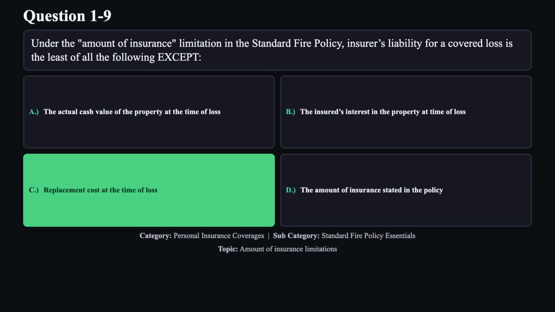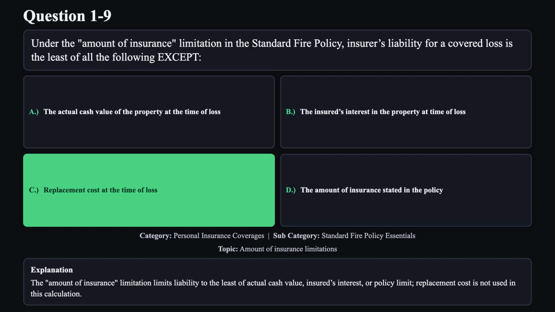The correct answer is C. The amount of insurance limitation limits liability to the least of actual cash value, insured's interest, or policy limit. Replacement cost is not used in this calculation.